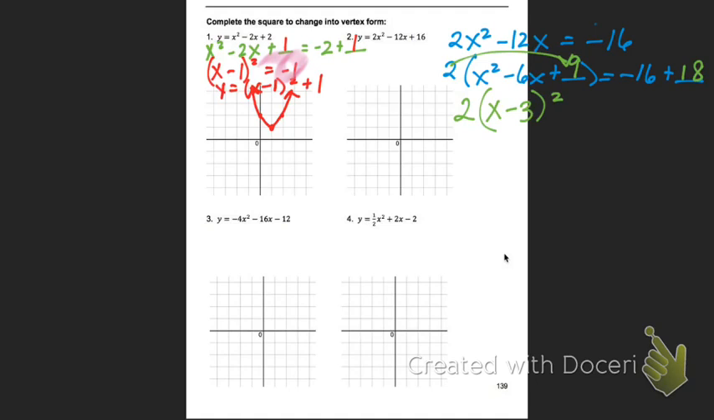So you have 2(x minus 3) squared equals, what does the right side become? 2. When you move that over, you have 2(x minus 3) squared minus 2.